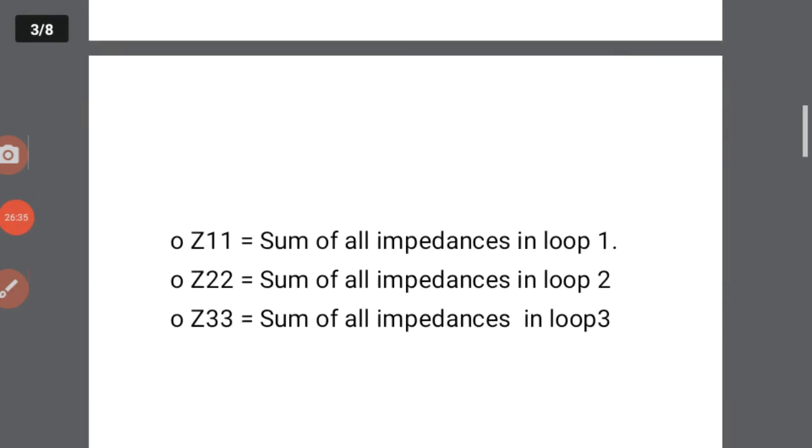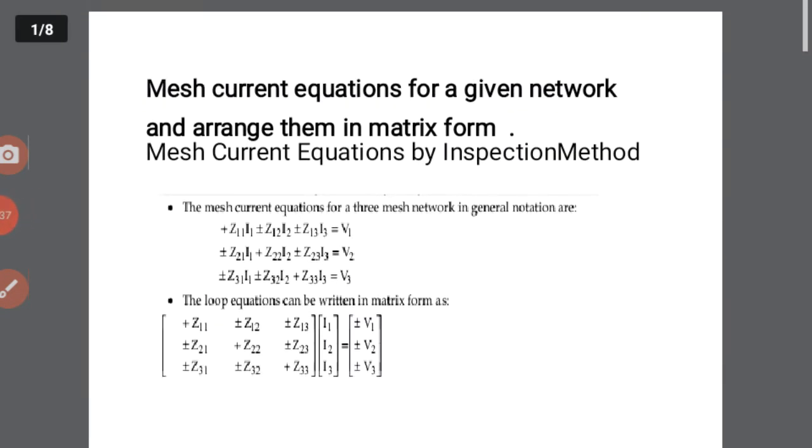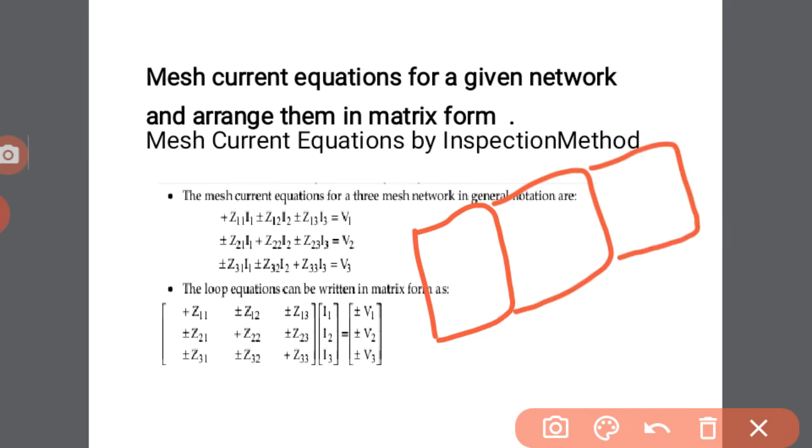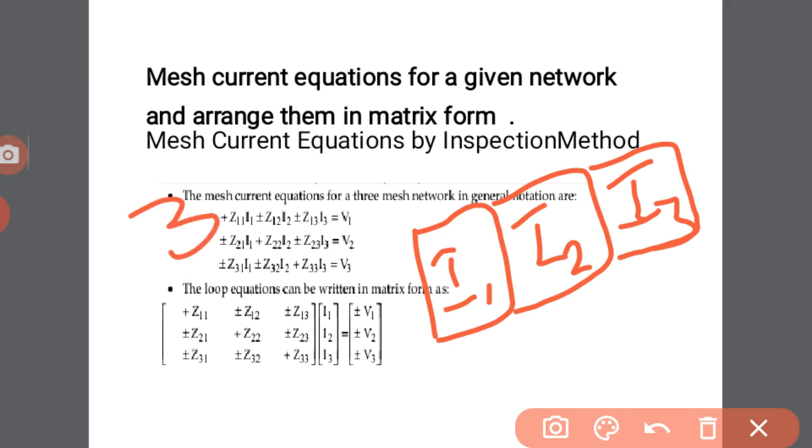Okay, so for those 3 cases, let us look once again at how to represent the network in matrix form. Here we are mainly considering 3 loops: loop 1, loop 2 and loop 3. The current flowing through loop 1 is I1, the current flowing through loop 2 is I2, and the current flowing through loop 3 is I3. In this case there are 3 cases to be considered.